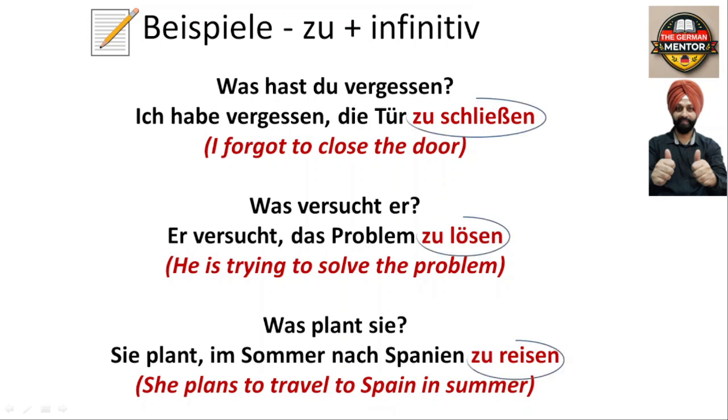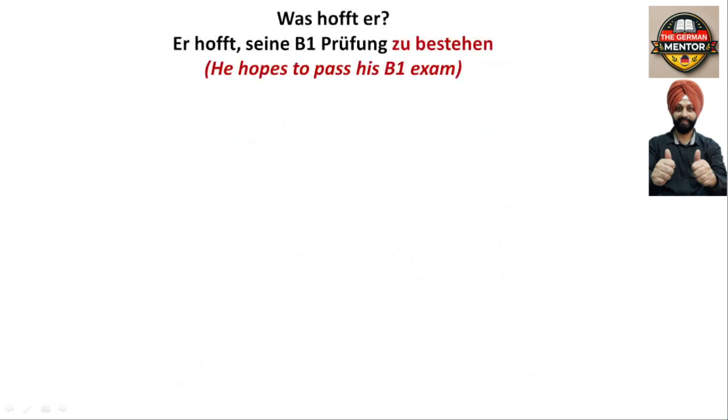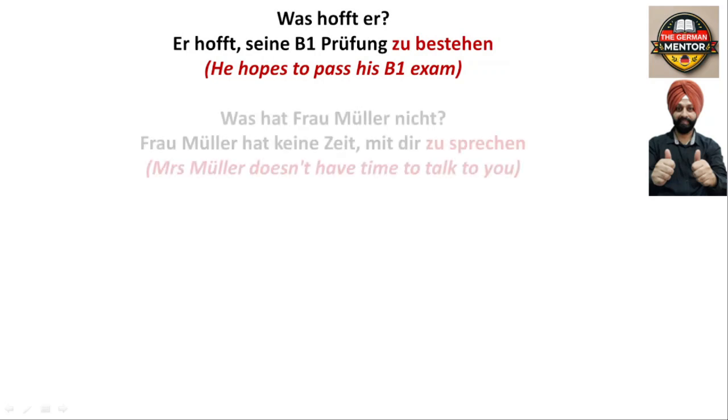So for your better understanding, I have mentioned here that zu plus infinitive always comes at the end of the subordinate clause. Now see some more random examples. Was hofft er? Er hofft, seine B1-Prüfung zu bestehen. He hopes to pass his B1 exam.